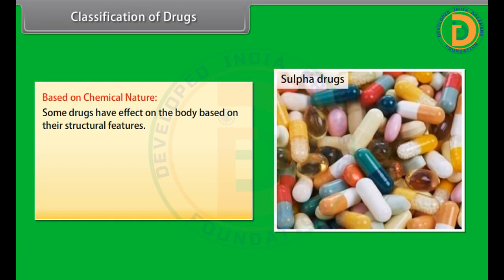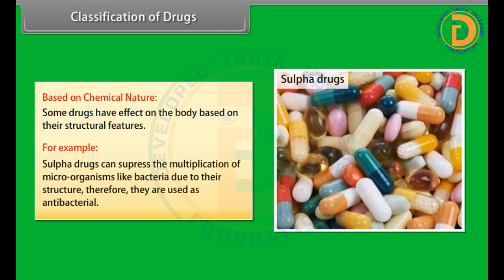Based on chemical nature. Some drugs have effect on the body based on their structural features. For example, sulfa drugs can suppress the multiplication of microorganisms like bacteria due to their structure. Therefore, they are used as antibacterial.